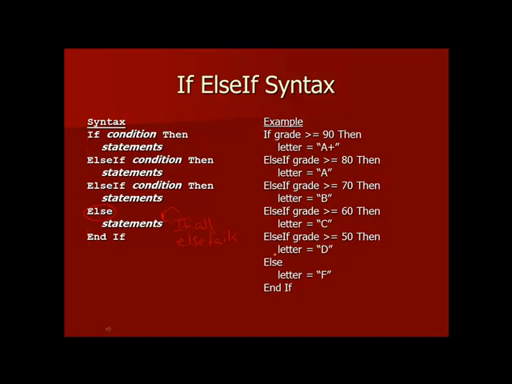In this else statement down at the bottom, remember we talked about if all else fails, or if all else is false, then perform this. So if none of these conditions are true, meaning that the student has not received any of these grade categories, then we're going to assign the letter F. And then you've got your end if statement at the end as well.